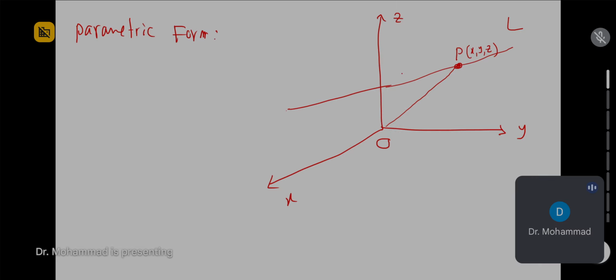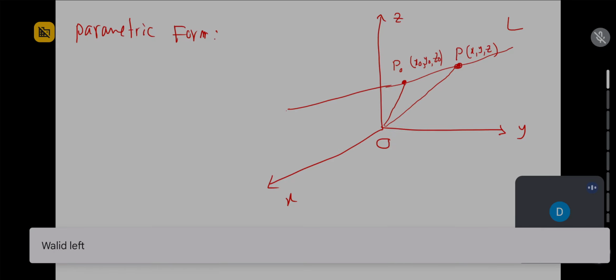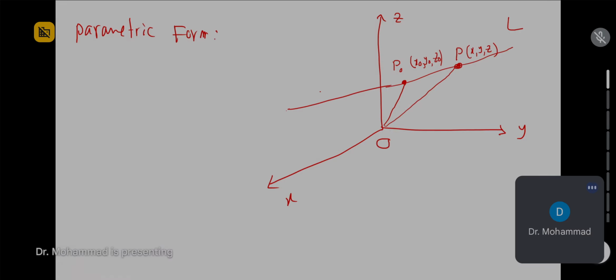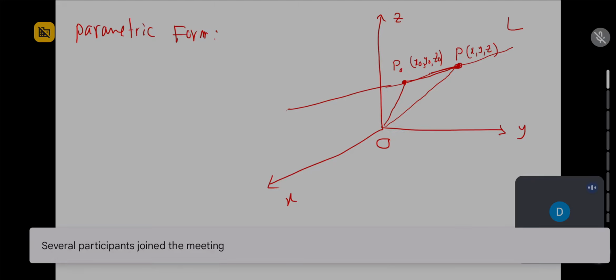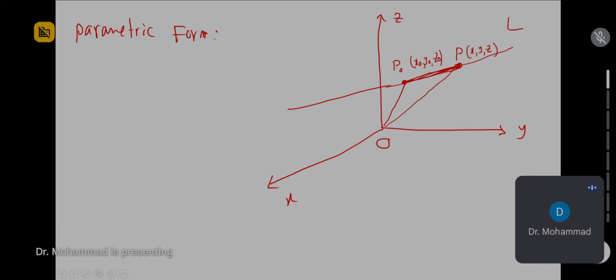Let's take another point, for example, P naught. The line L is now passing through the point P naught, with coordinates x naught, y naught, and z naught. So we can add the point. Now, what will be the distance of P naught?